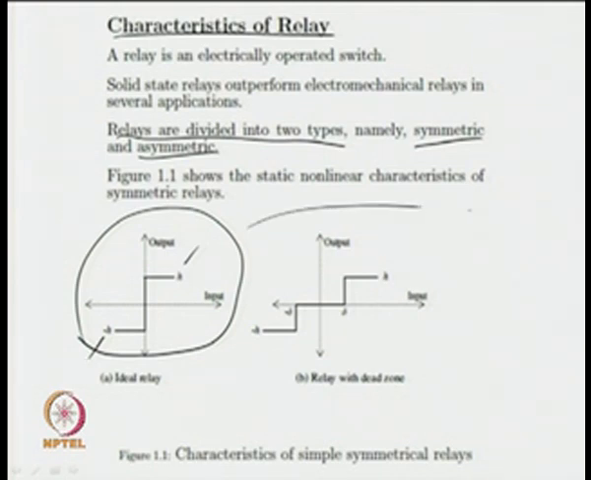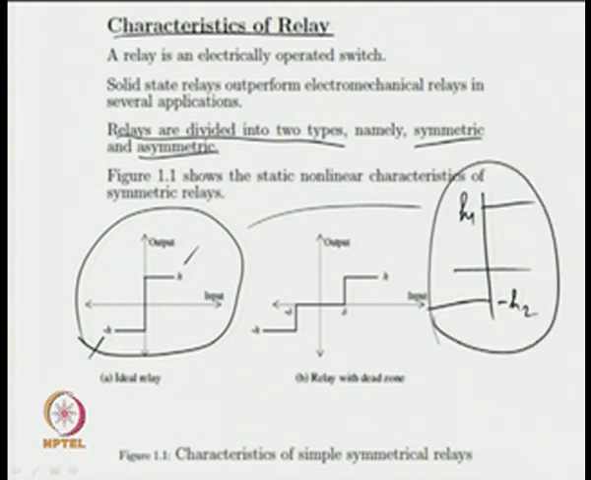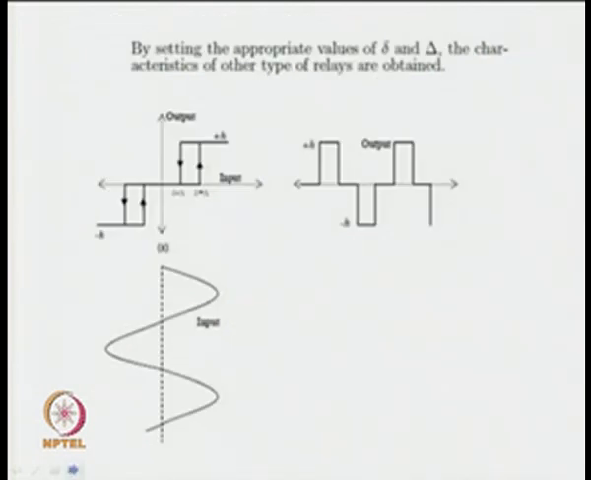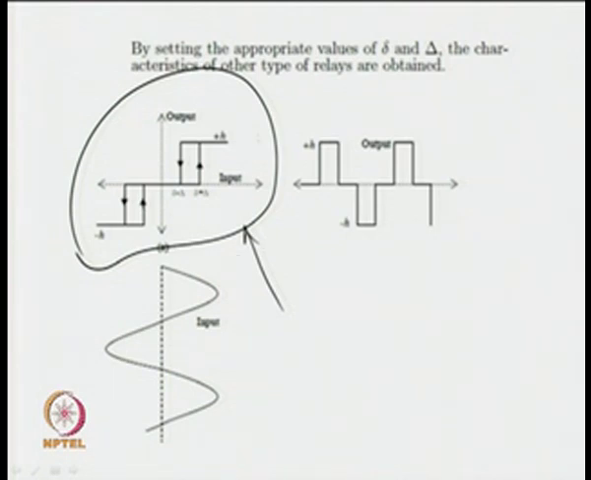Now, what do we mean by an asymmetric relay? When the relay heights are different, so we have H1 and minus H2, then we get an asymmetric relay. Now, a relay with dead zone can be shown like this, where delta is equal to the dead zone. Again, we have a relay with dead zone and hysteresis. The input output characteristics of a relay with dead zone and hysteresis can be shown like this.